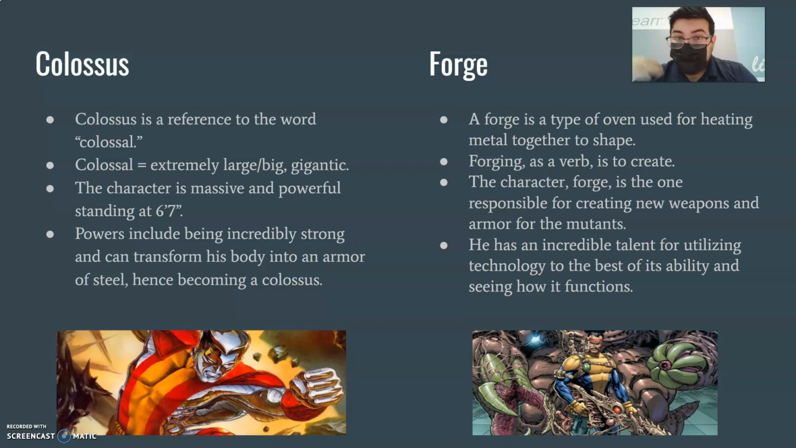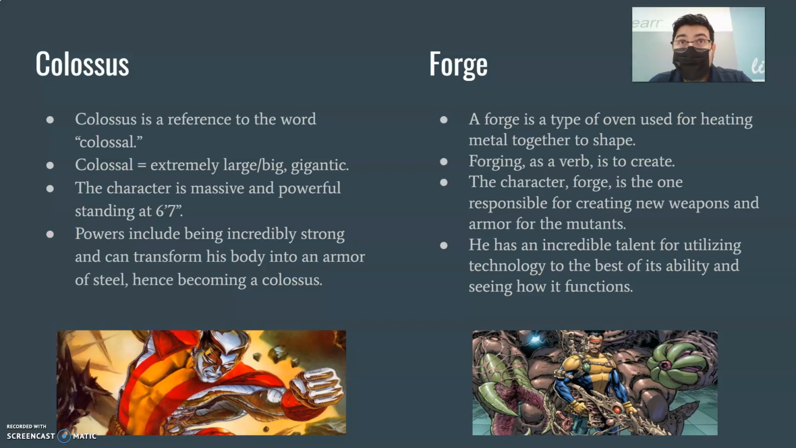The character Forge is the one responsible for creating new weapons and armor for the mutants. He has an incredible talent for utilizing technology, to the best of his ability, and seeing how it functions. He's the guy in charge of making weapons. He's the one that you want to go to and say, all right, this is what we need to go into the mission. And so he's a forge. He makes the weapons. He turns things into new stuff.